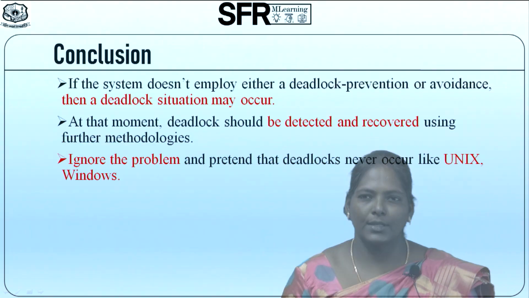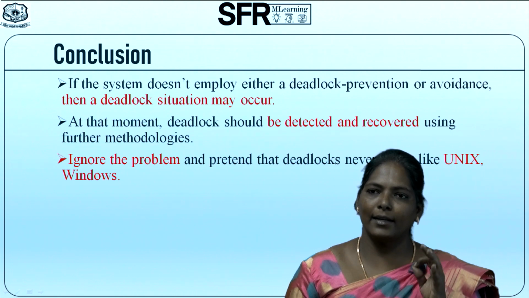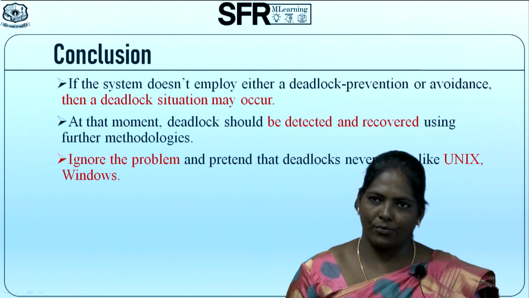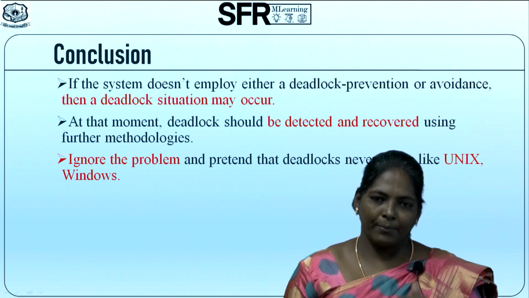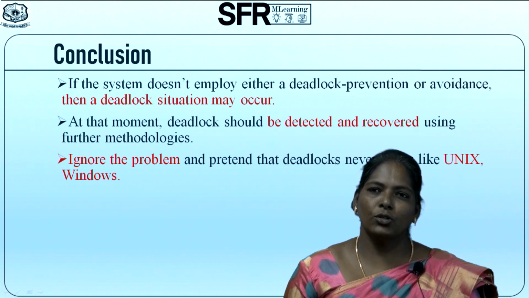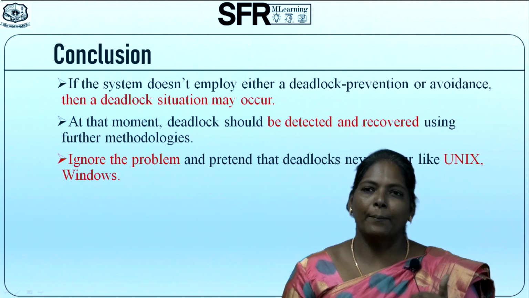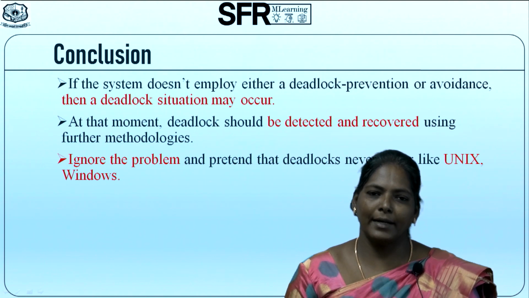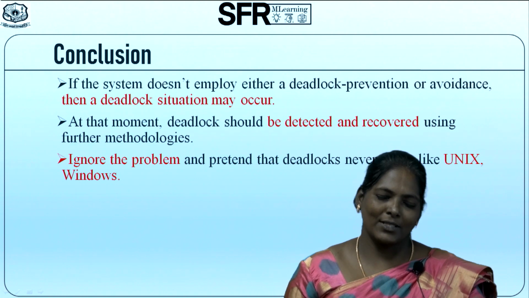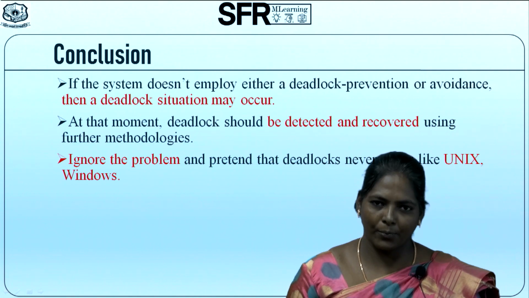So, the conclusion is, in the system deadlock may occur in some situations, but it's not a frequent event, it may not occur often. That is, a deadlock may occur once in a year, for example. So, even though we try to avoid or prevent it, if it happens in some situation, at that moment we should go for deadlock detection and recover the system from the deadlock. But one more solution is also there, that is, we may ignore the problem itself, that is, we can pretend that there is no deadlock in the system. Unix and Windows follow the same methodology, that is, they are ignoring the problem only.